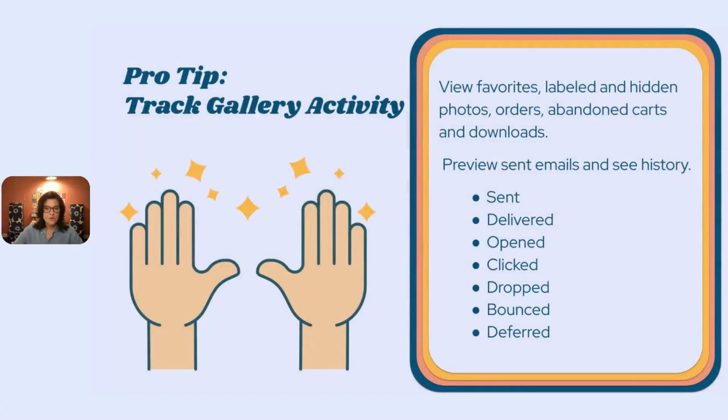And then last, we're about to start our demo. So we are going to look at how you can track your gallery activity. So you can see clients' favorites, if they labeled or hid things, any items in their cart, all of that. And then you can look at your email history. So now that we talked about all of the settings up front, we are going to get into my demo account and take a look at some of them.